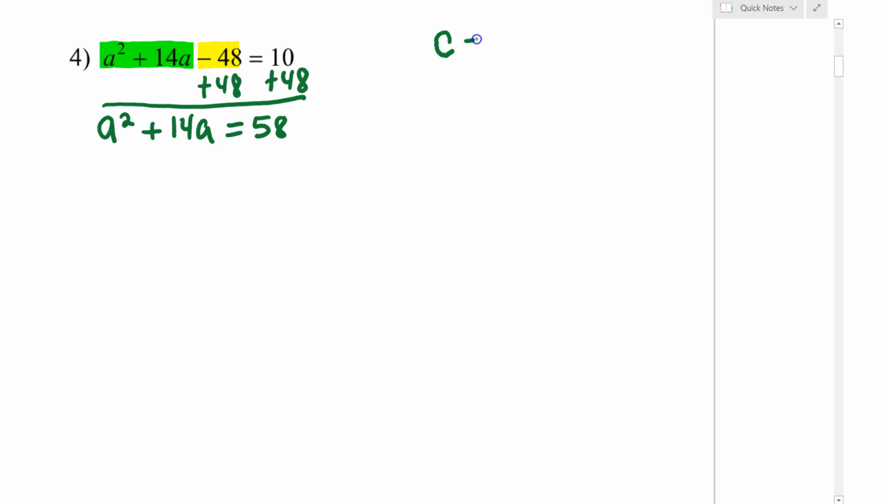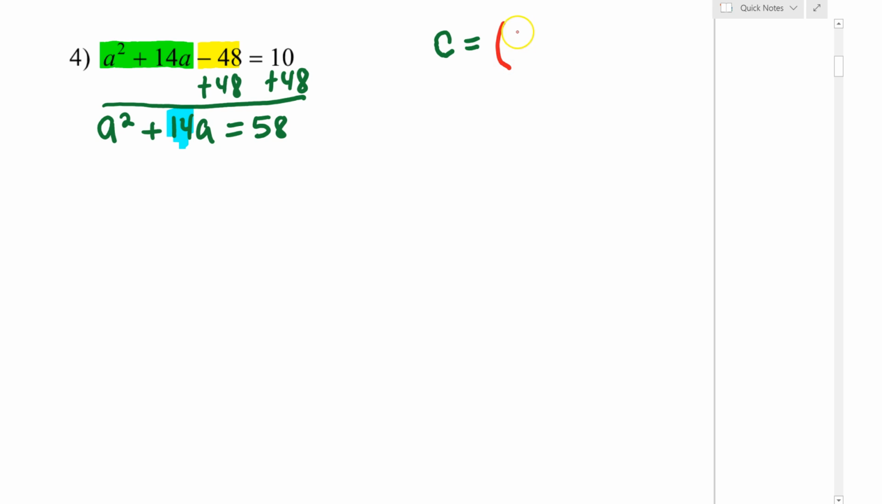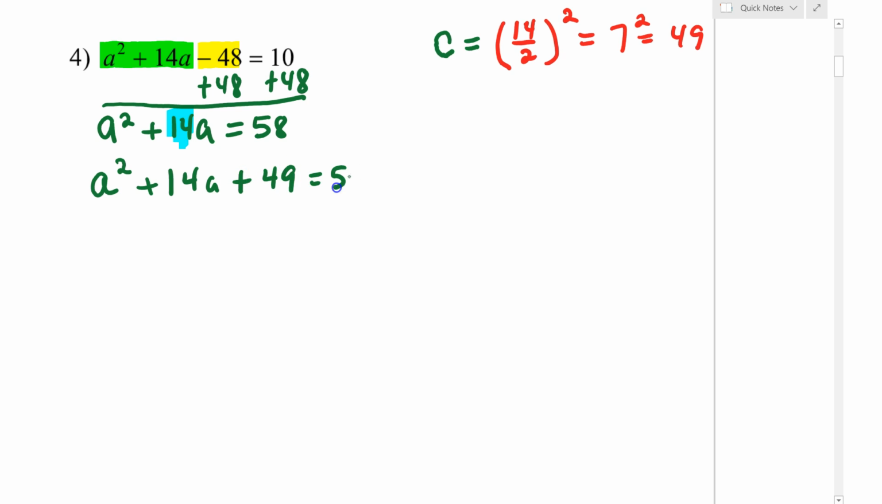Now we have to find c, what's going to make it a perfect square. You have to get the coefficient, in this case b, divided by 2 and then squared. So 14 divided by 2 is 7. 7 squared gives you 49. So what you're going to do is add 49 to both sides. So we have a² + 14a = 58 + 49.